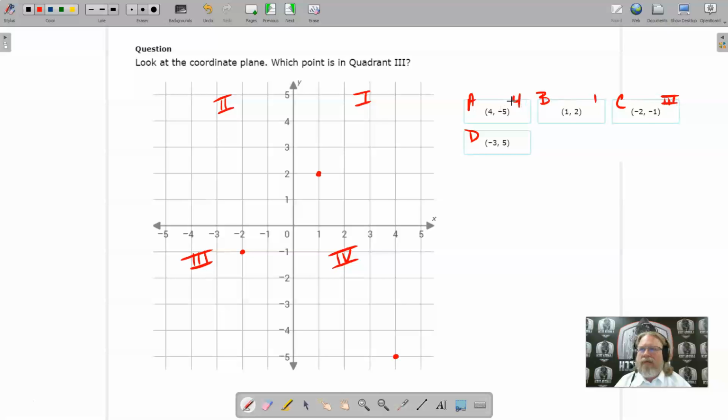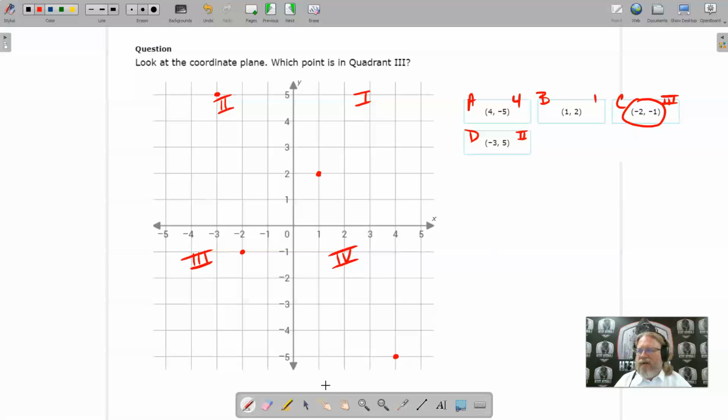And why I wrote Arabic numbers here and Roman numerals there, I don't know. So it's going to be this one here. And (-3, 5), -3, +5, point D would be up here in the second quadrant. Here, we'll use a Roman numeral that time.